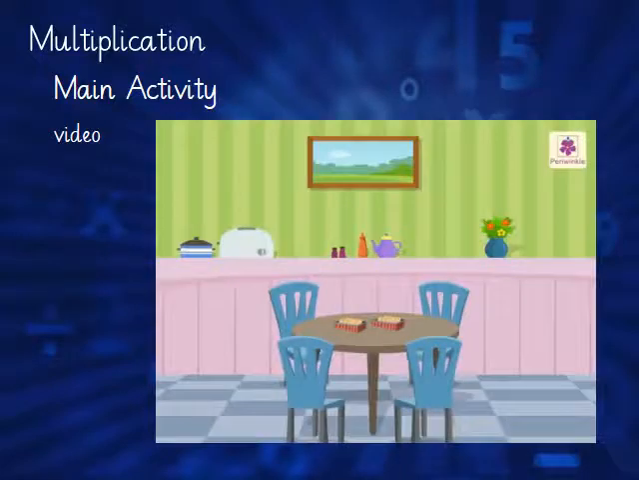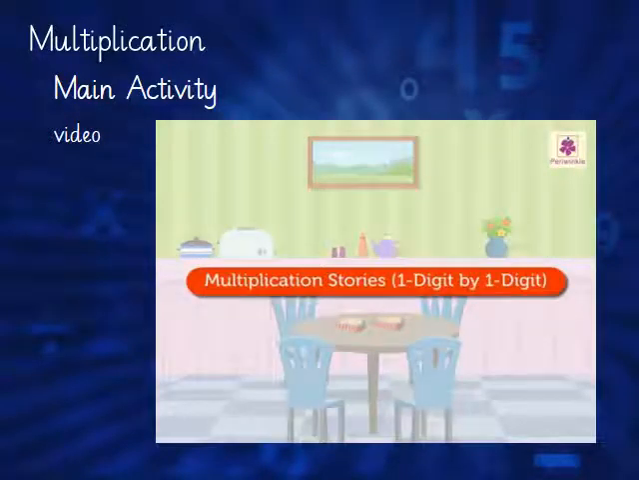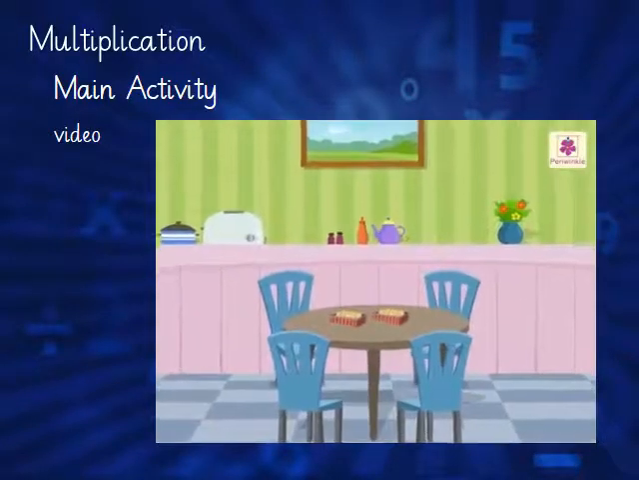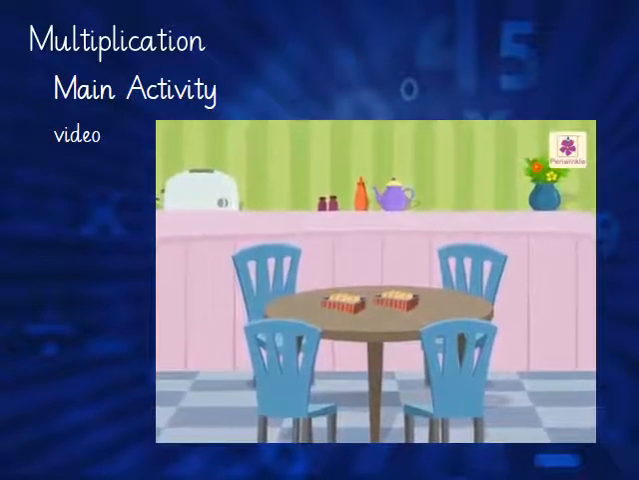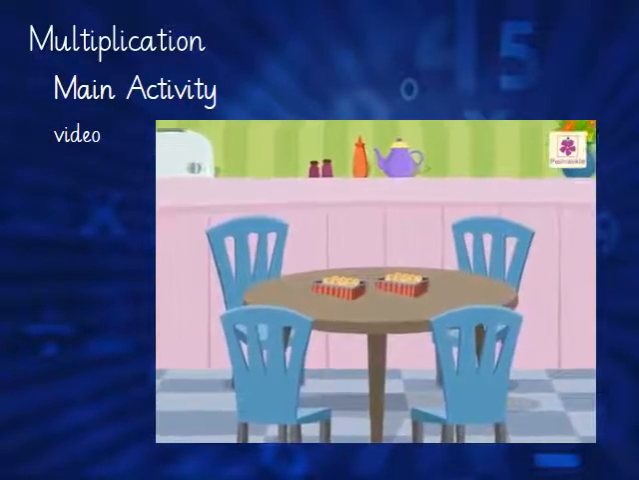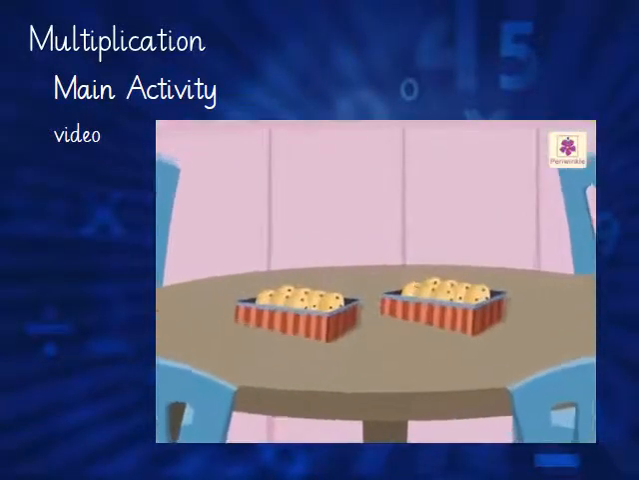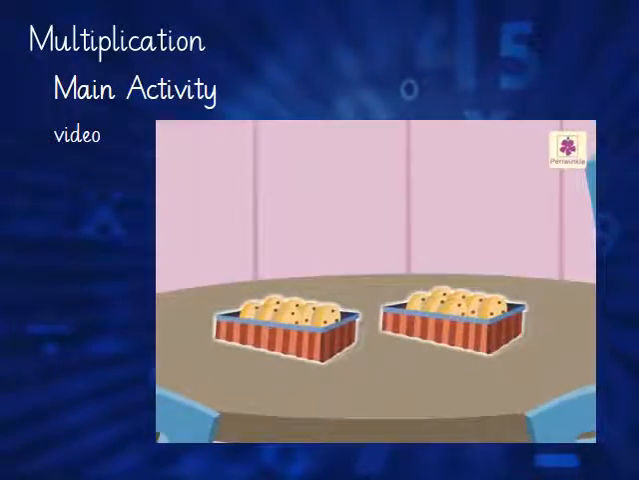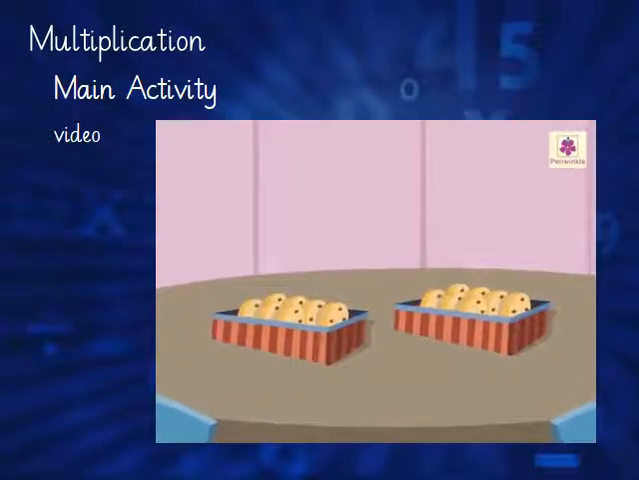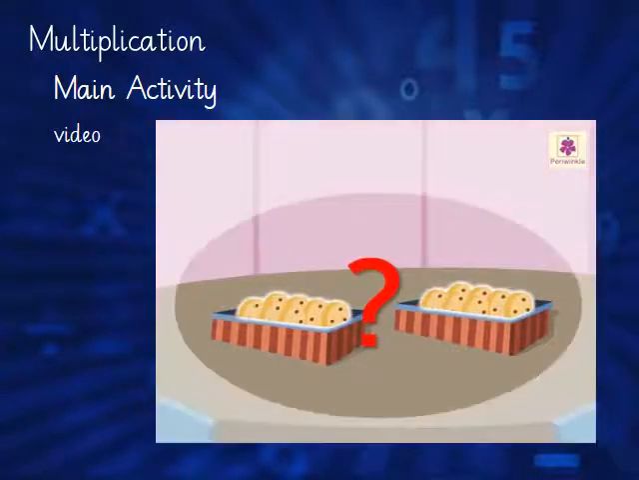Now comes the video time regarding multiplication. Watch the relevant video and don't forget to note down the main points. Let us solve some multiplication stories with only one-digit numbers. How about reading some stories and then using the tables we have already learnt to find the product? So, let us begin. There are 2 boxes of cookies. Each box has 7 cookies. How many cookies are there in all?